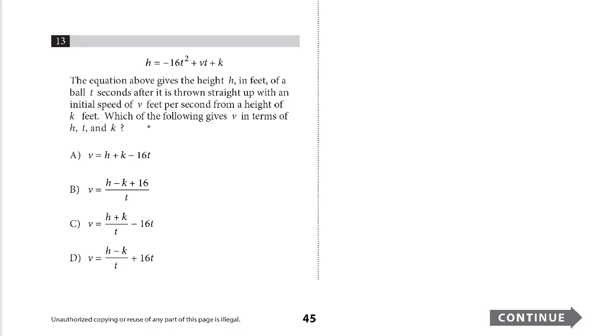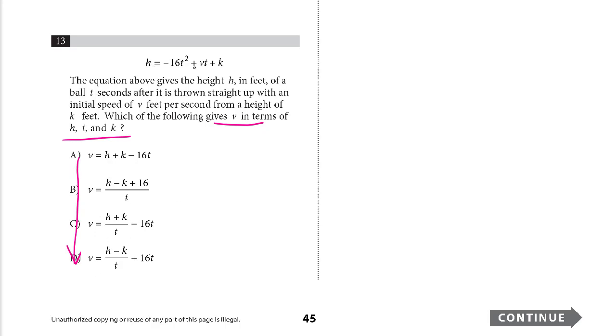13. The equation above gives the height in feet of a ball t seconds after it's thrown. And they explain what v is and everything. We don't really care. All they want to know is which of the following gives v in terms of the other variables. In other words, do a vertical scan, solve for v in every case.